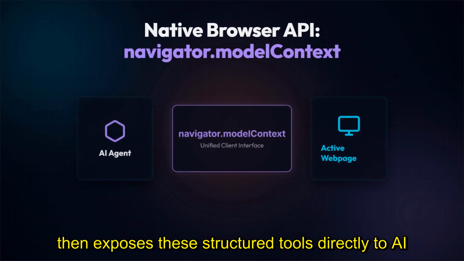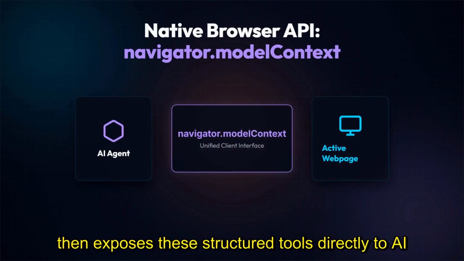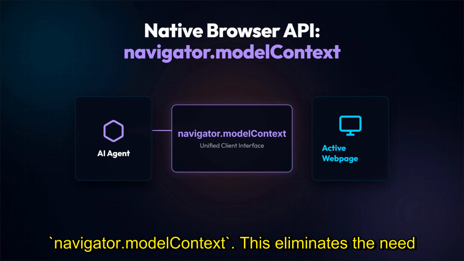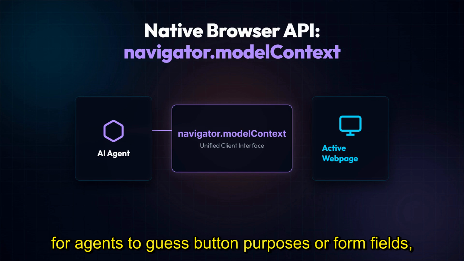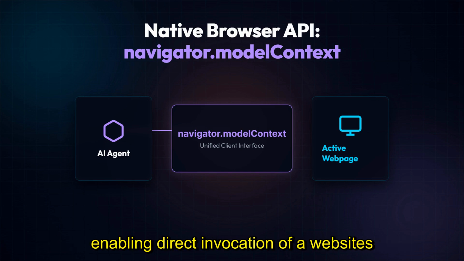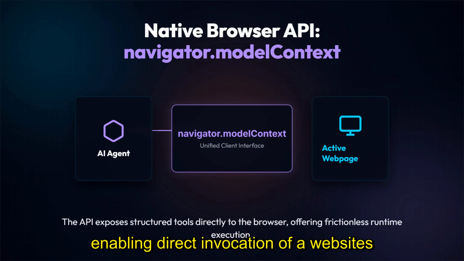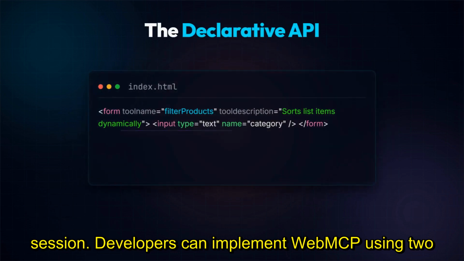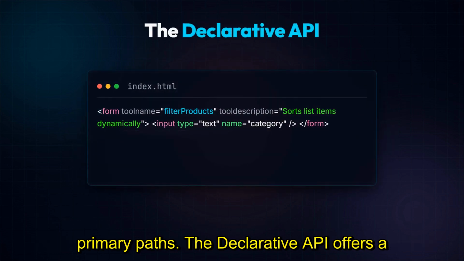The browser then exposes these structured tools directly to AI agents through a new native API, navigator.modelContext. This eliminates the need for agents to guess button purposes or form fields, enabling direct invocation of a website's capabilities within the user's current browsing session. Developers can implement WebMCP using two primary paths.